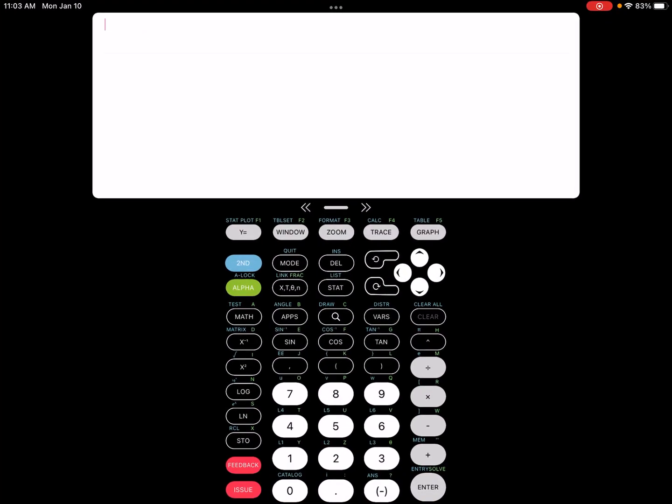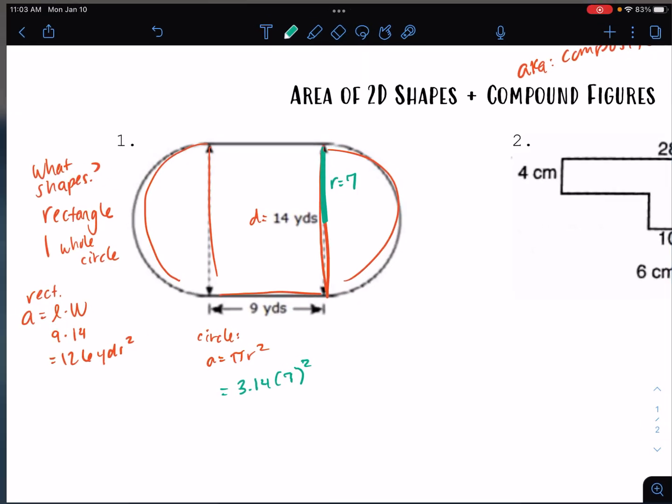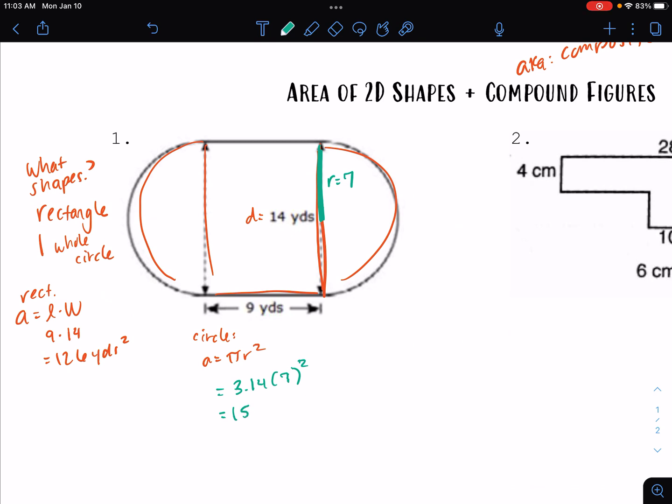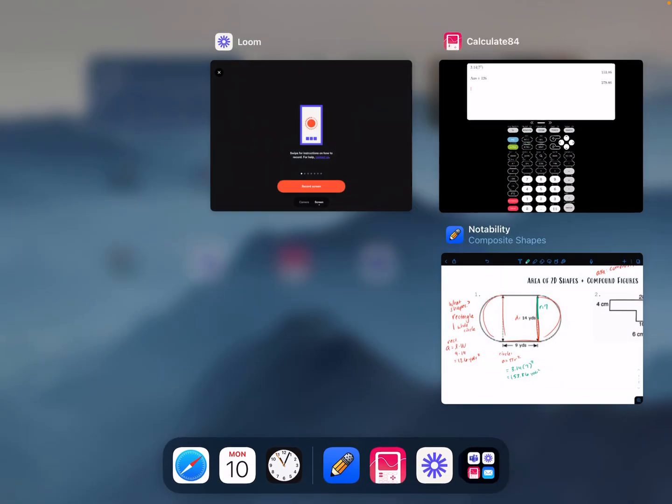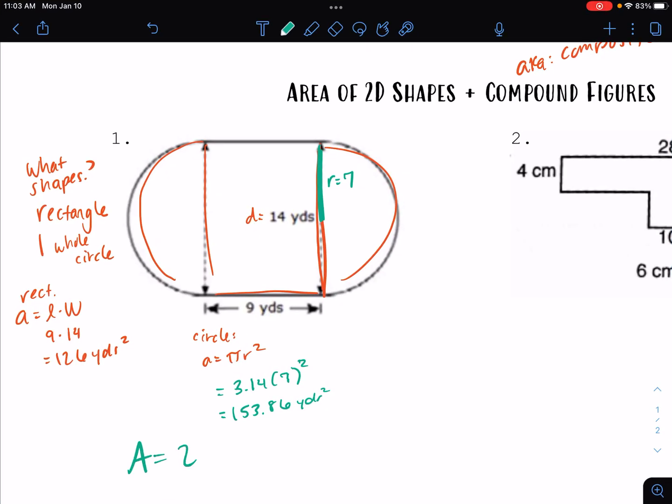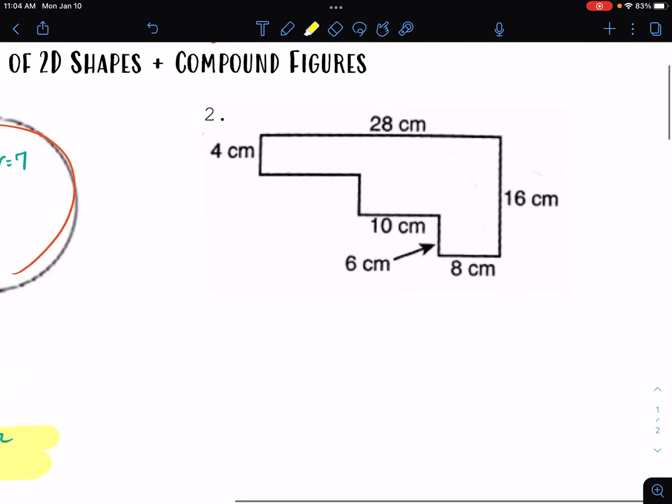Let's plug that into the calculator. 3.14 times 7 squared, and we get 153.86 yards squared, and we're going to add 126 to that, and we get 279.86 yards squared. And that is how we find the area of a composite shape. Okay, let's look at number 2.